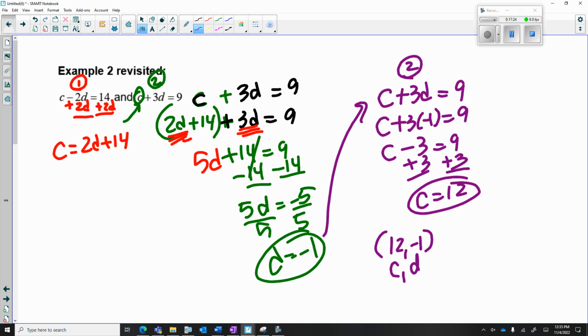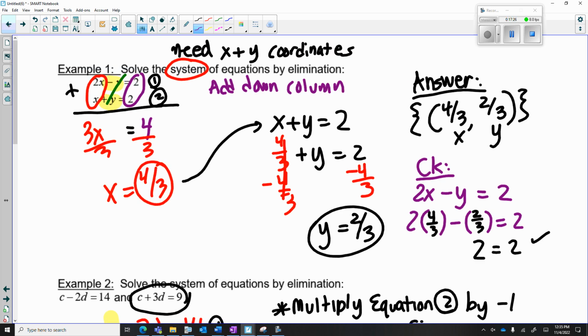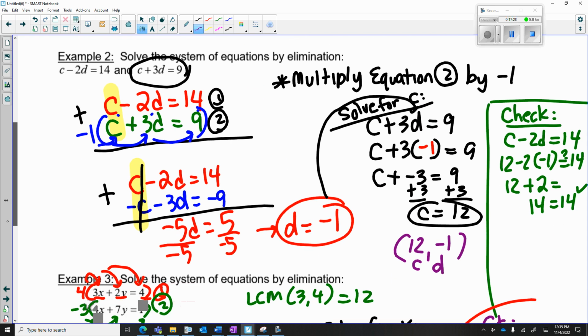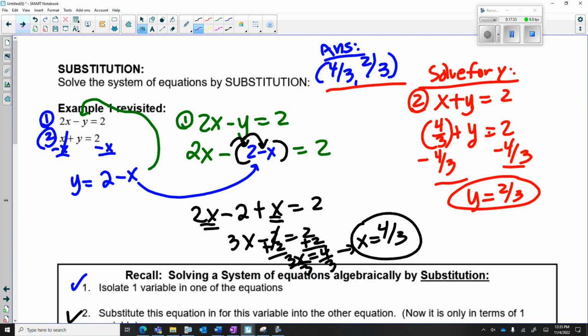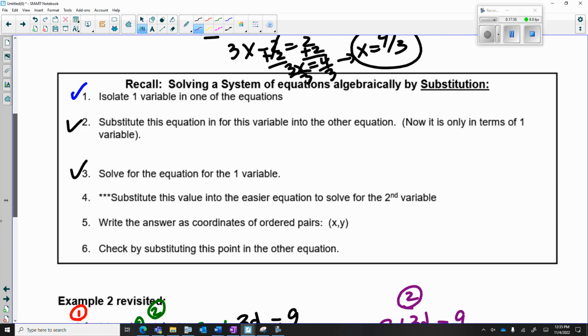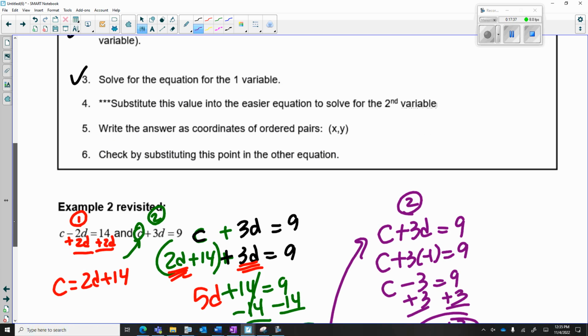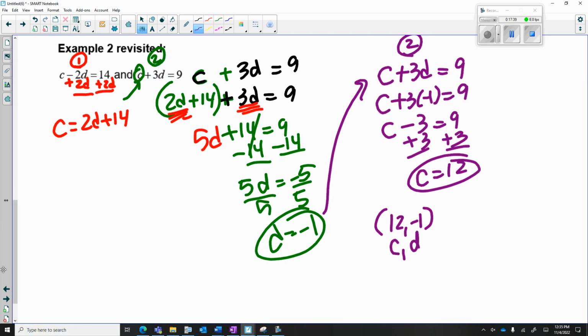So let's just make sure I got the right answer, 12 and -1. Looking back, oh, I did. I got 12 and -1 right here, and here it is again, 12 and -1. Okay, so basically now underneath here we have a bunch of examples, and you can choose to do either method you prefer, and whatever you think is easier is what you're going to do.